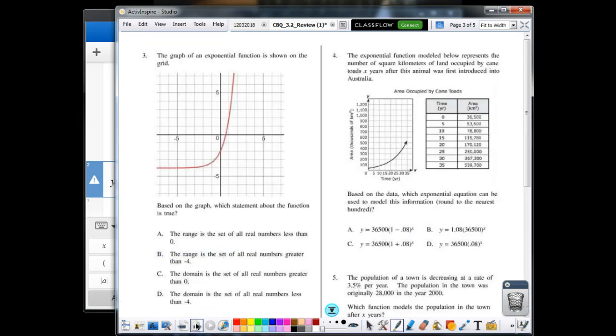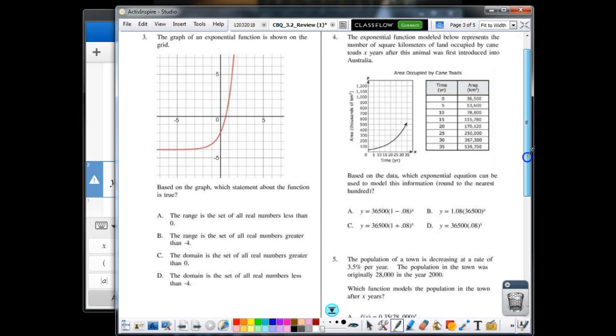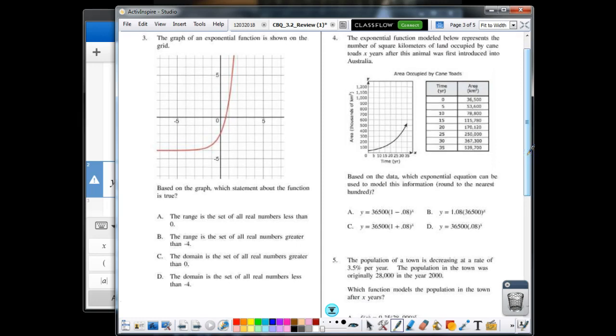Let's go to 3. The graph of an exponential function is shown on the grid. Based on the graph, which statement about the function is true? So, the range is a set of all real numbers less than 0. Let's see what that is. So range is what? Y. Good. Range is y.